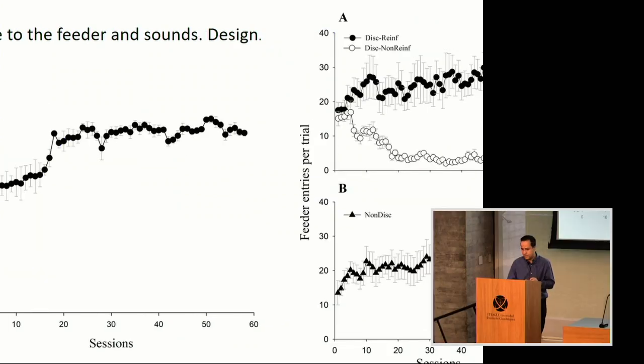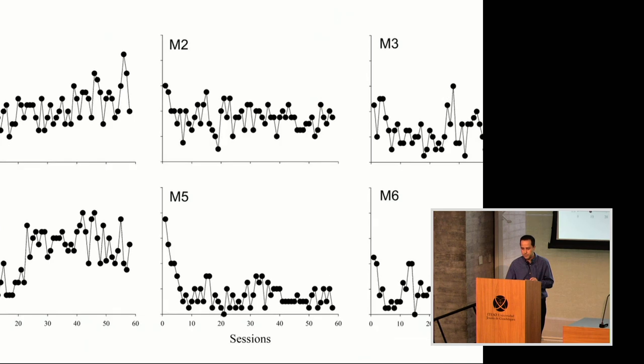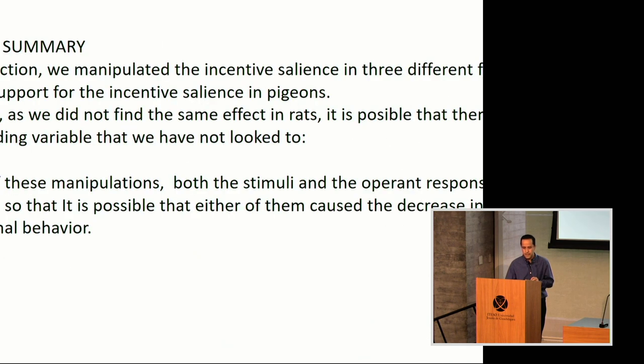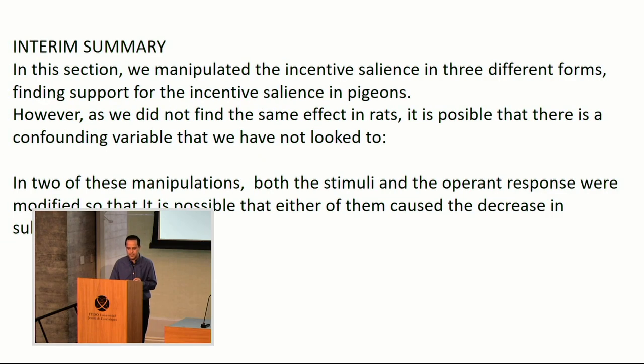The discrimination is very good, and we have a higher absolute number of responses. Then in this section, we manipulated the incentive salience in 3 different forms, finding support for the incentive salience in pigeons. However, as we did not find the same effect in rats, it is possible that there is a confounding variable that we have not yet looked at.